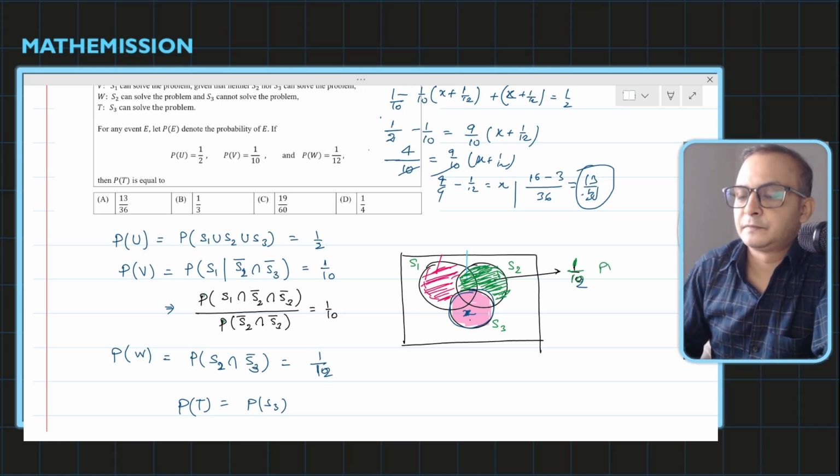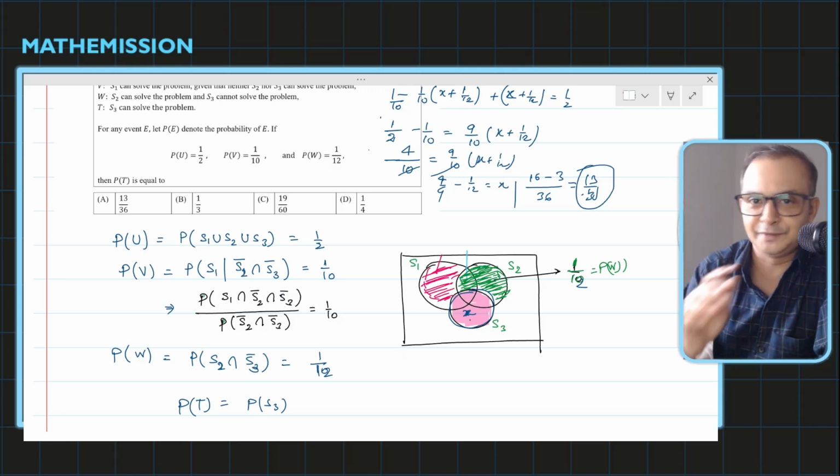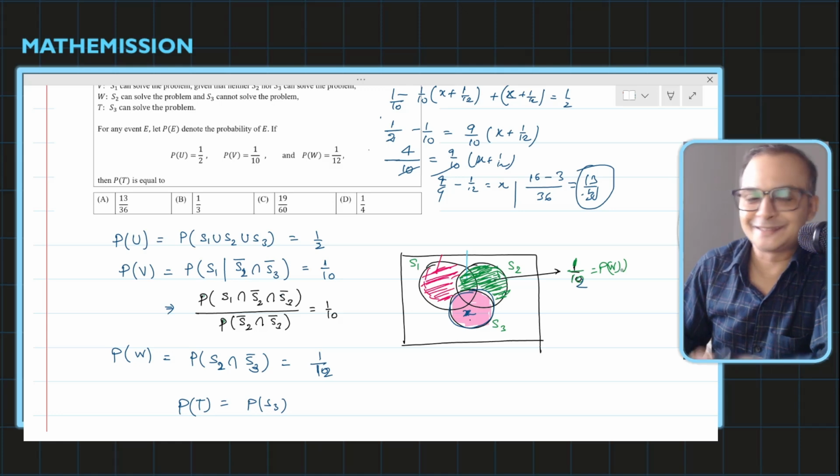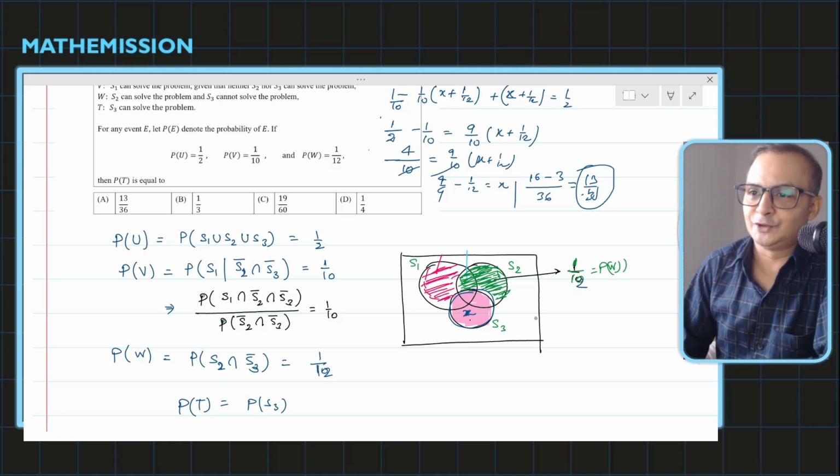PW means the probability of W. That is 1 by 12.